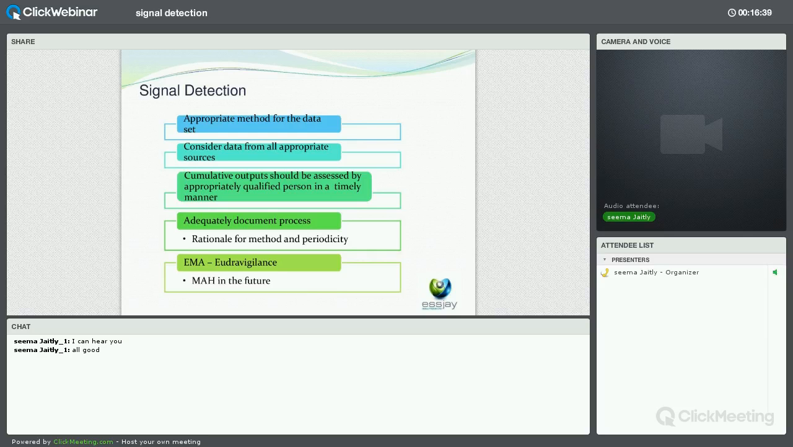Your curative outputs also need to be assessed appropriately by a qualified person in a timely manner, and that was a key part of the EU legislation: you need to have someone that's adequately trained, that knows what they're doing. And you need to ensure that you can document that process and you have a rationale for the method that you use for your product and the periodicity.